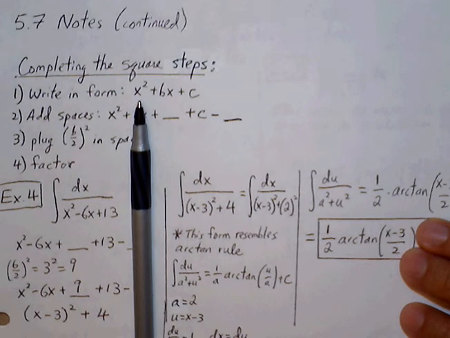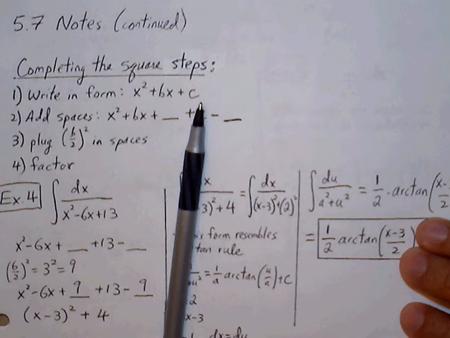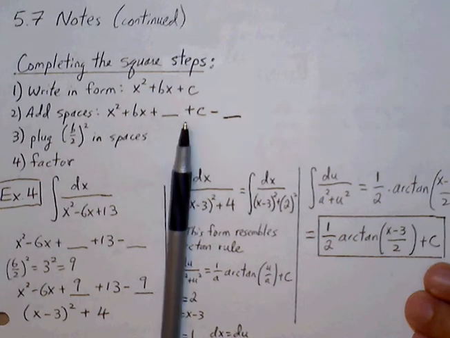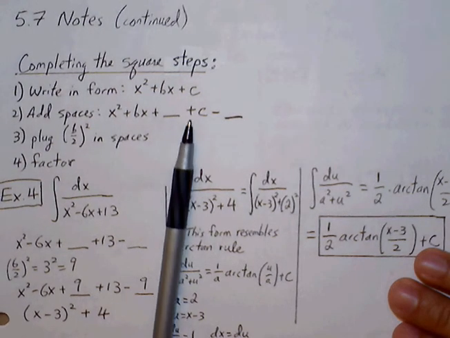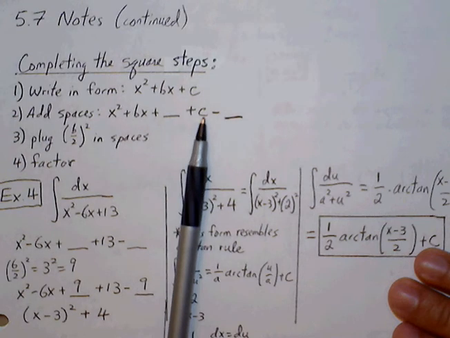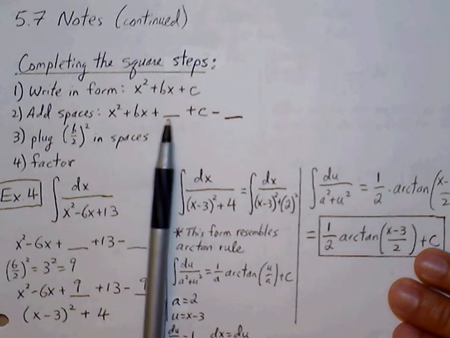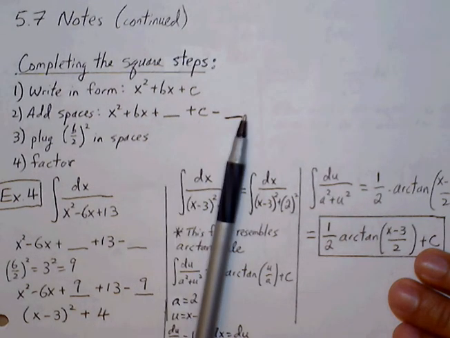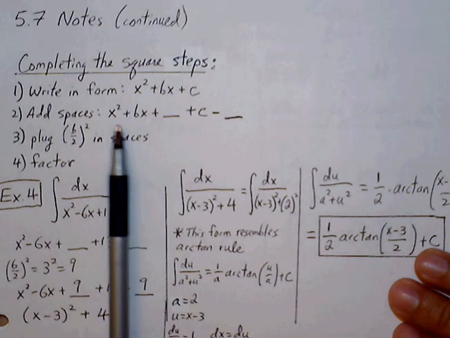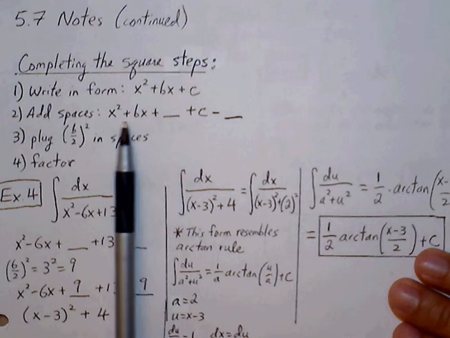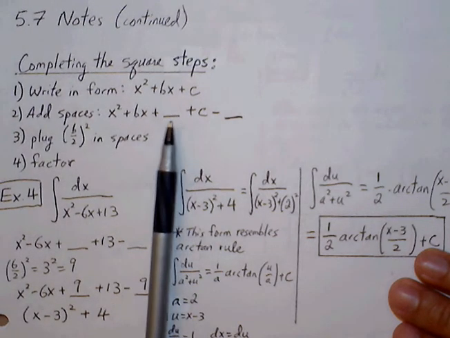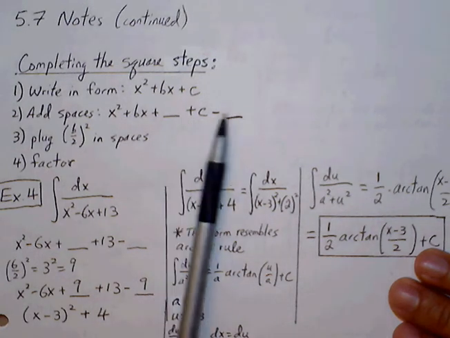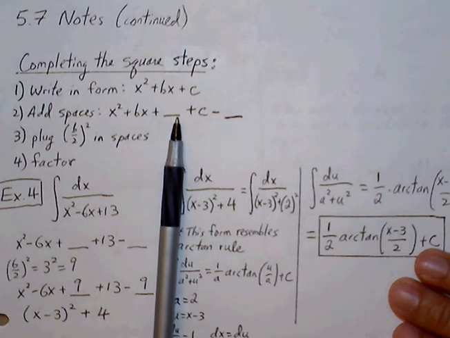So we first need to have the form x squared plus bx plus c. Next, we add spaces to indicate that we're looking for a value that will cause this to factor out nicely. I'm going to just have that constant out to the side. Whatever value we find, we also have to subtract that value, because we don't want to change the value of the expression. So if we do plus 9 here, we also need a minus 9 here, so that we've maintained balance for this expression.